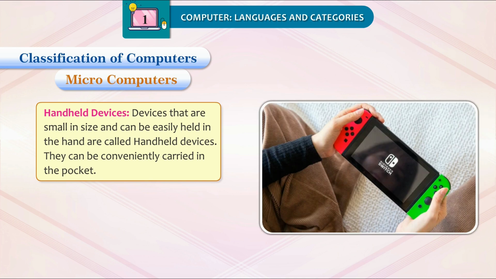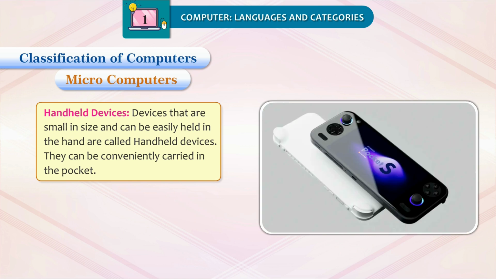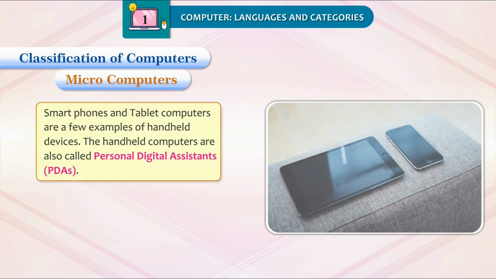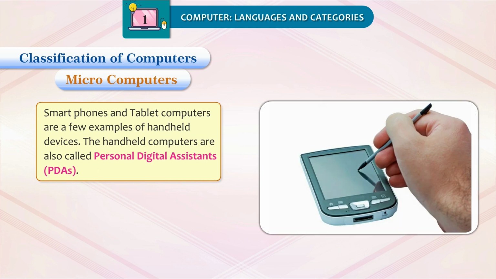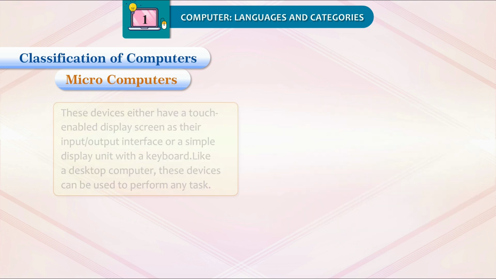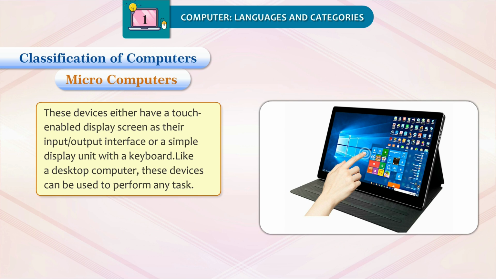Handheld devices. Devices that are small in size and can be easily held in the hand are called handheld devices. They can be conveniently carried in the pocket. Smartphones and tablet computers are a few examples of handheld devices. The handheld computers are also called personal digital assistants or PDAs. These devices either have a touch-enabled display screen as their input or output interface or a simple display unit with a keyboard.